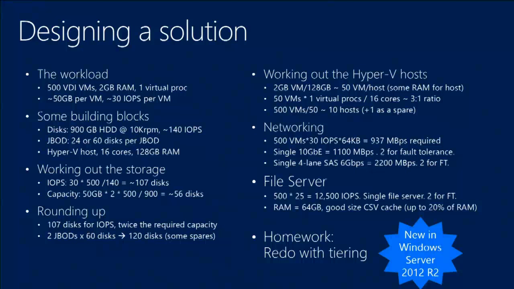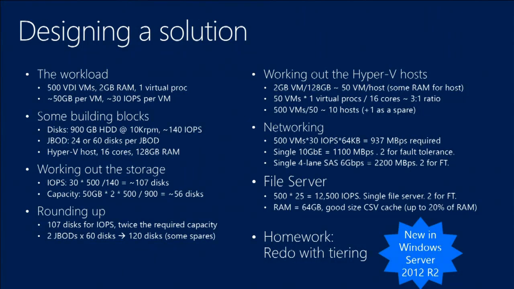On the file server side, I need to deliver 12,000 IOPS. That's like a yawn, right, from a file server side. It's nothing. And we can handle that with a single file server. Obviously, you never want to deploy just one, so 2 for fault tolerance. And then 64 gigs is a good size for your cache. Now, I have to update that. It's no longer up to 20% for cache. It's up to 80 in R2.